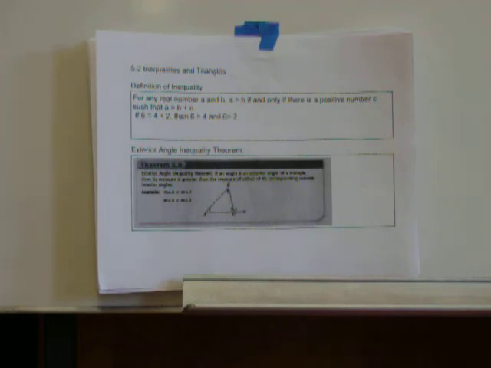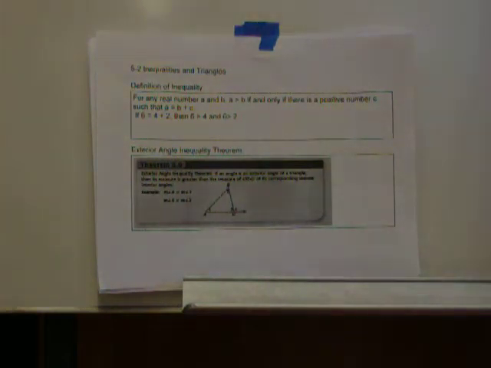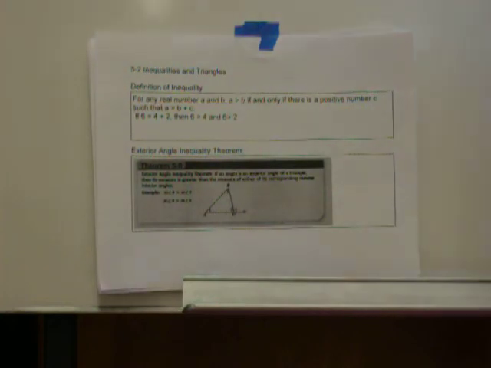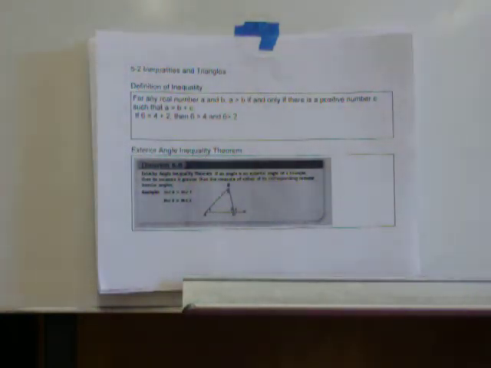The exterior angle inequality theorem. We talked about how an exterior angle, such as angle 4 in this case, is equal to the sum of the remote interior angles. We discussed this in an earlier section. Now we're saying that that outside angle is greater than each of the other individual angles.